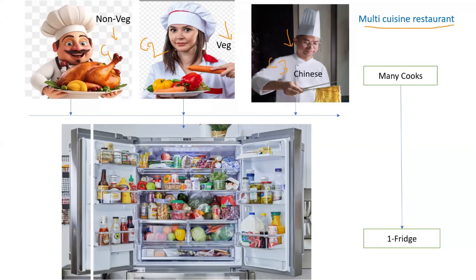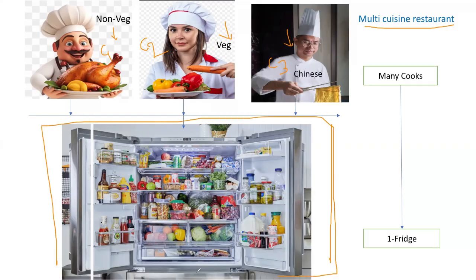If you see here, they have one fridge. These three chefs are sharing one fridge. The non-veg items will be stored in the same fridge, veg items in the same fridge, and Chinese items in the same fridge. It means they have one fridge and share all the cooking items in it.